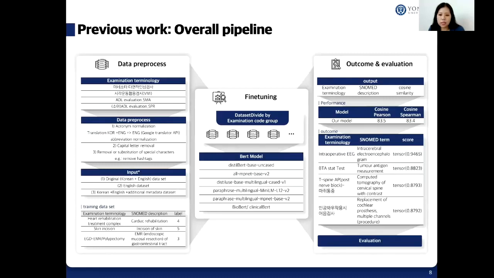First, we pre-processed the examination terminology data. After this pre-processing stage, we prepared 3 sets of input data along with the training data set, making them ready for the model training. Once the model was trained, we evaluated its performance and conducted validation on the resulting output. This was a basic approach where we fine-tuned a deep learning model specifically for our semantic similarity matching task.